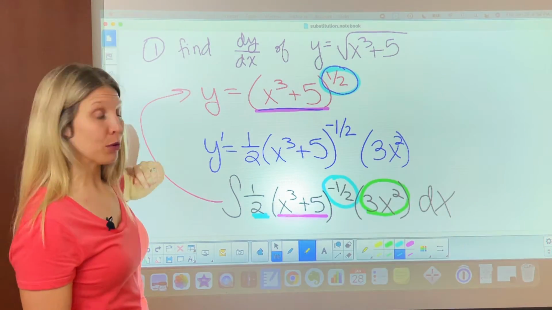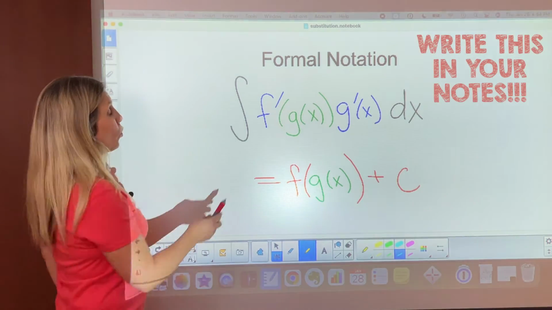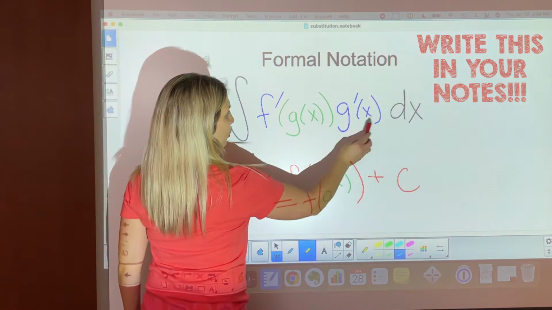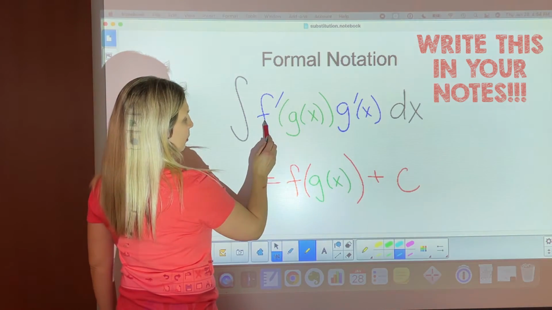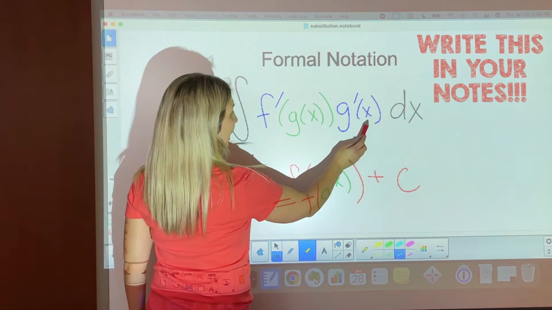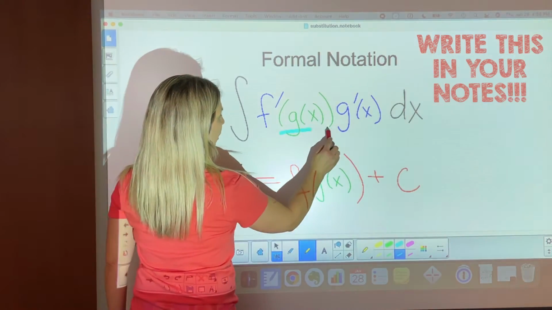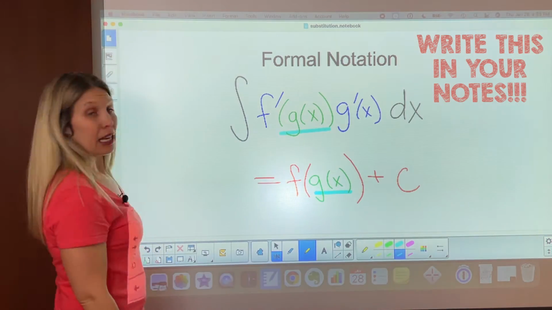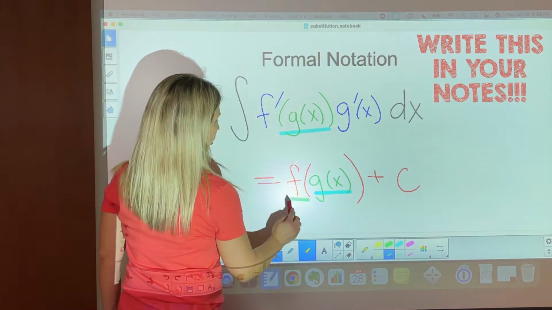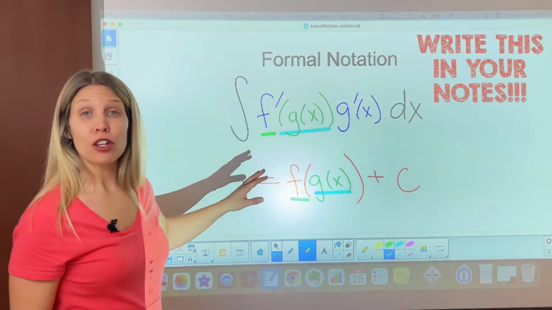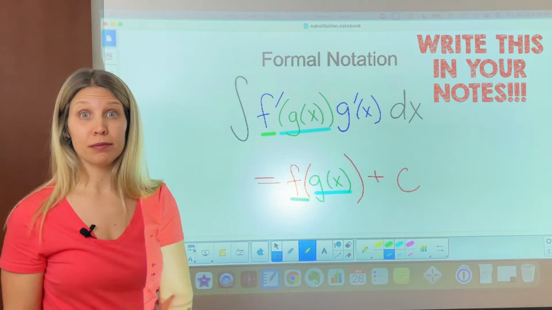So let's break this down. Here is the formal notation that you need to get in your notes. When you integrate the chain rule, this was the chain rule that we took the derivative of. Notice you have the derivative of the outside piece, you leave the inside piece, times the derivative of the inside piece. When this is what you're integrating, notice that your inside piece is what stays the same, and that you integrate your outside piece. And the derivative of the inside piece does not show up at all. And yes, don't forget your plus C.